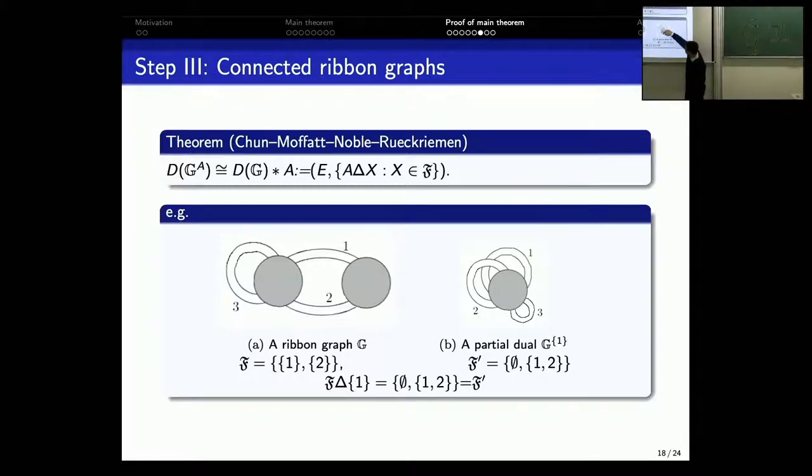If I choose nothing, there is only one boundary component, so the empty set is a quasi-tree. And if I choose one and two, there is only one boundary component, if you believe me. So {1,2} is a quasi-tree too. As I defined twisting, if I take the symmetric difference with respect to 1, the symmetric difference of 1 and 1 is the empty set, and the symmetric difference of 1 and {1,2} is {2}. So this coincides with F prime.